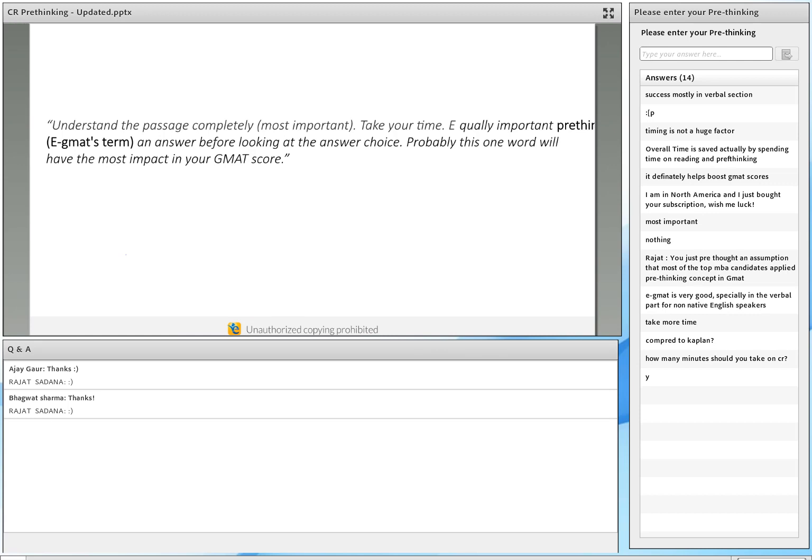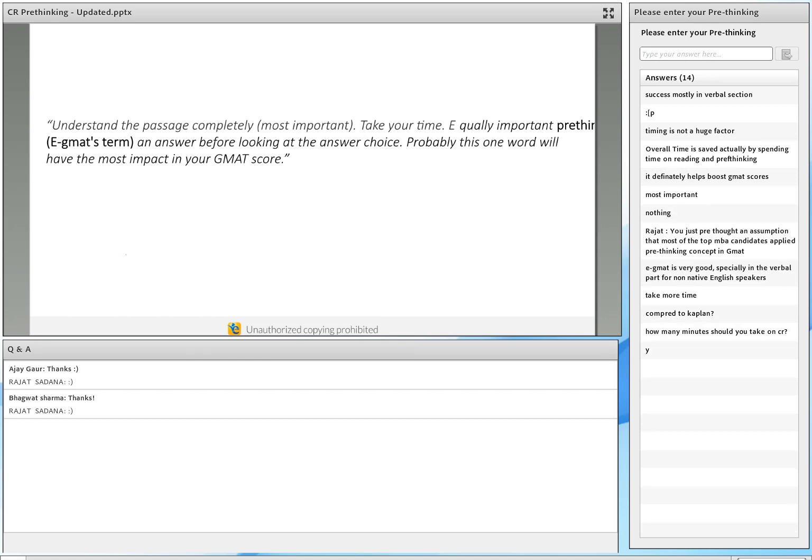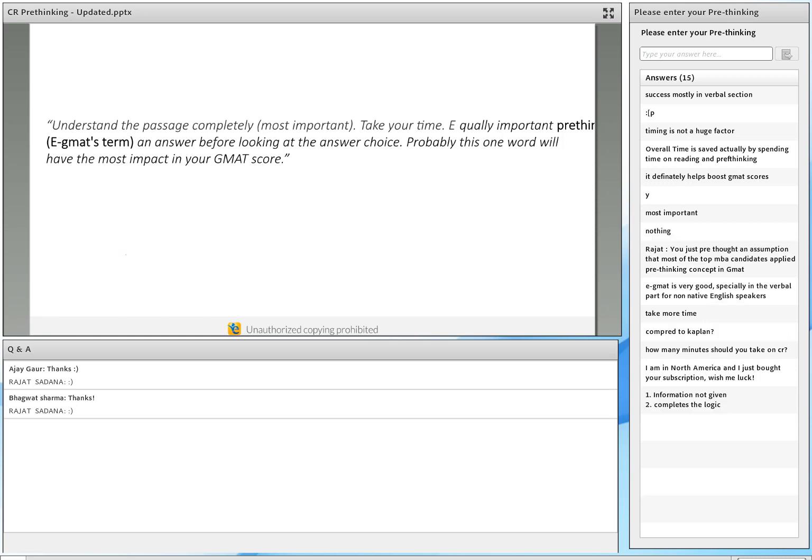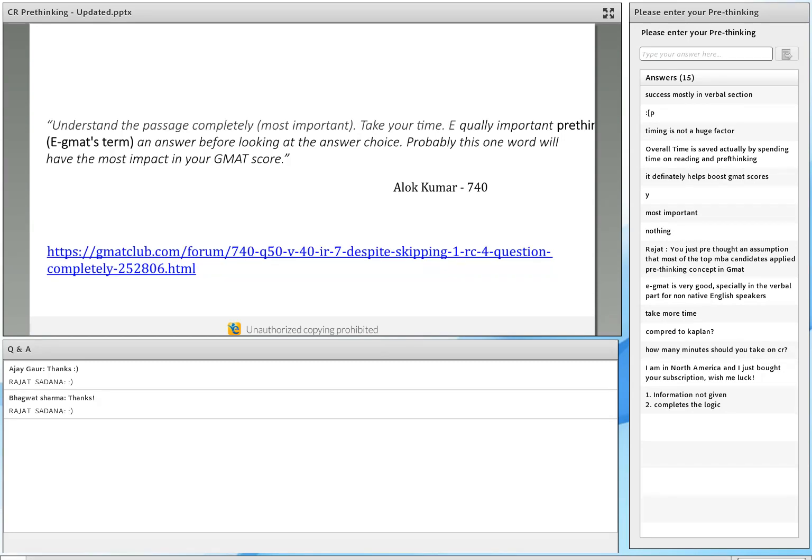Okay, and this is something over here. It says you read this deeply, which says understand the passage completely, take your time. Equally important, pre-think and answer before looking at an answer choice. Probably this one word will have the most impact on your GMAT score.